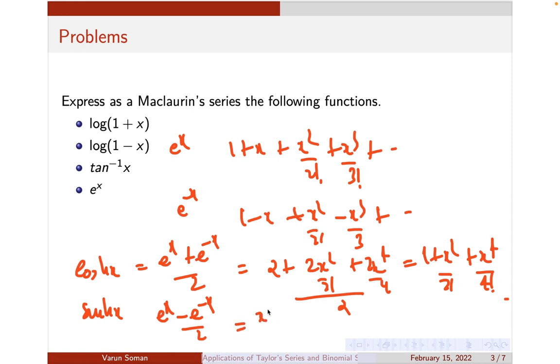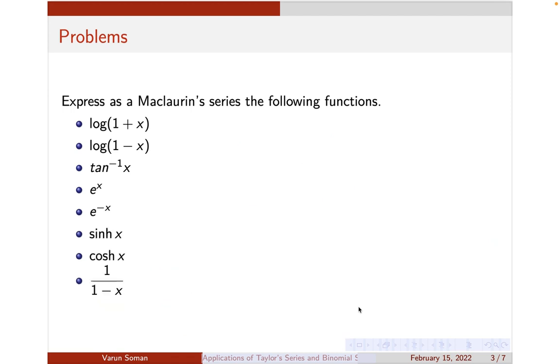So it is x plus x cubed by 3 factorial plus x raised to 5 by 5 factorial plus etc. So using shortcut methods, some problems could be done easier also. So sinh x, cosh x, again 1 by 1 minus x, it's a geometric series, 1 plus x plus x squared plus etc. Or else you can derive that formula using the Maclaurin series itself.